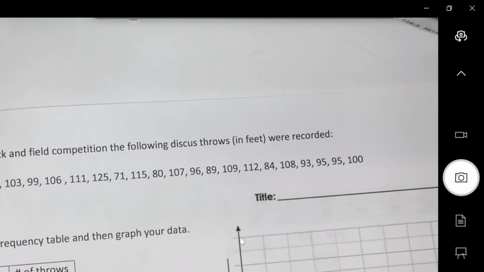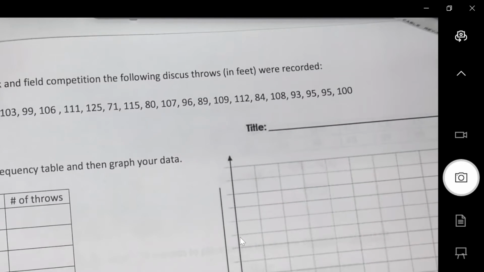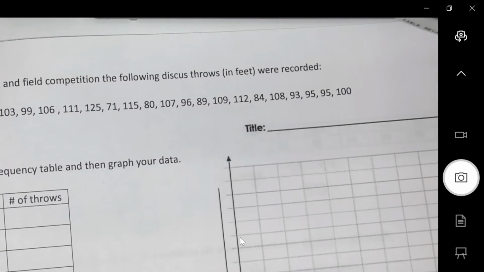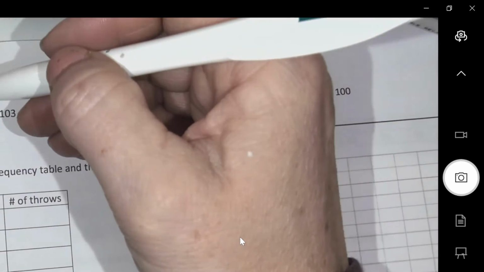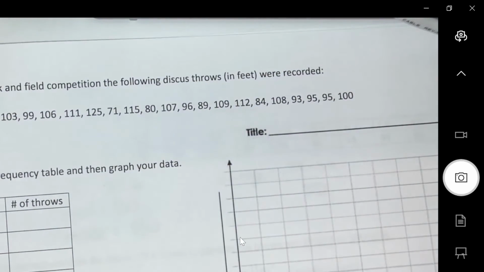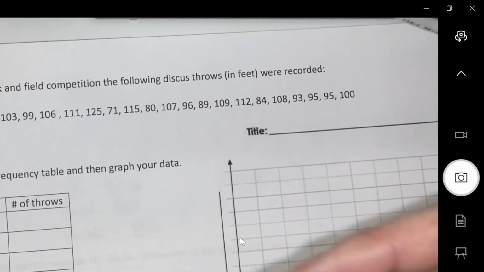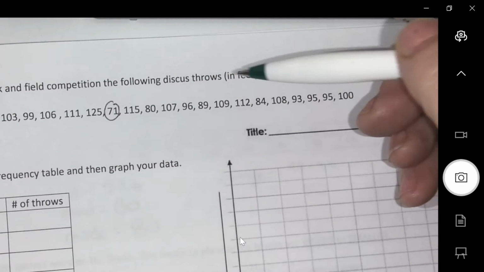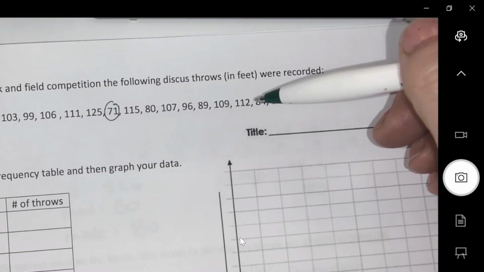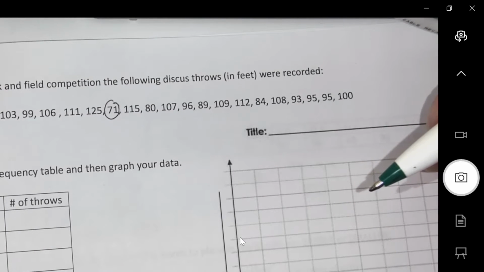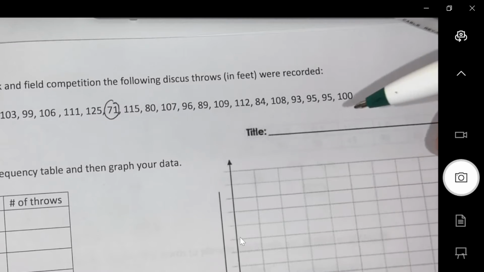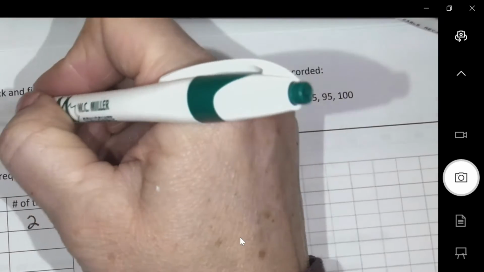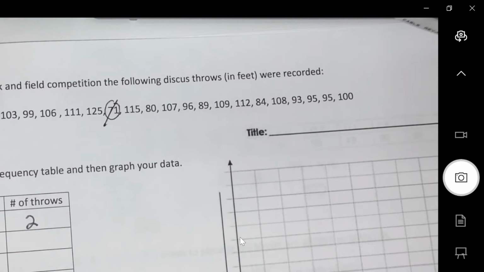Okay, so we're going to put all the info into a frequency table. So anything from 70 to 79. So I have 1, 2. Anybody find any others? Is it 2? Good, committed? 2? Okay.